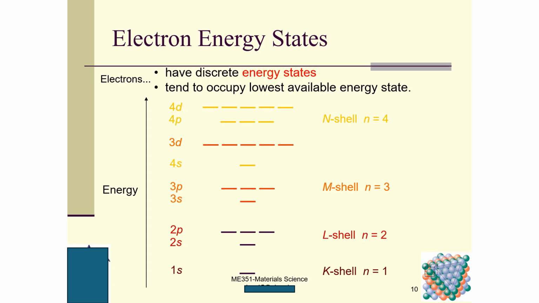Here is energy: 1s, 2s, 2p, 3s, 3p, 4s. We have 3d here. Sometimes the energy level of 3d is a little bit higher than 4s. That's the reason 4s is a little bit lower than 3d graphically. So we have 4p, 4d here. K is shell number 1, L shell number 2, M shell number 3, and N shell number 4. Here is the lowest level, and here is a higher level.